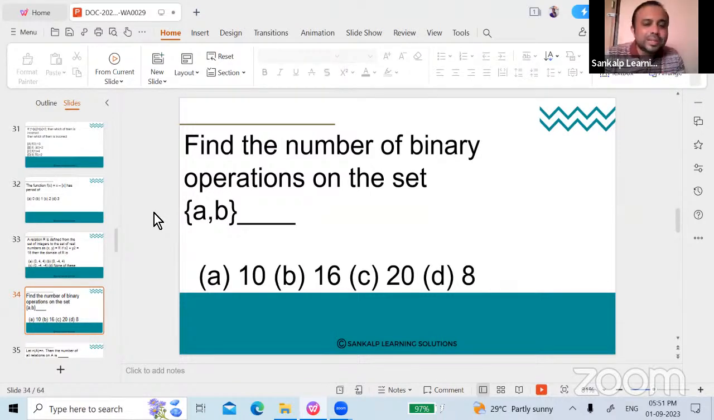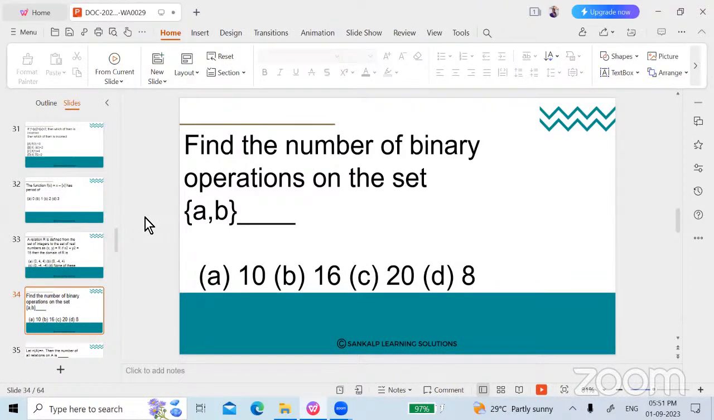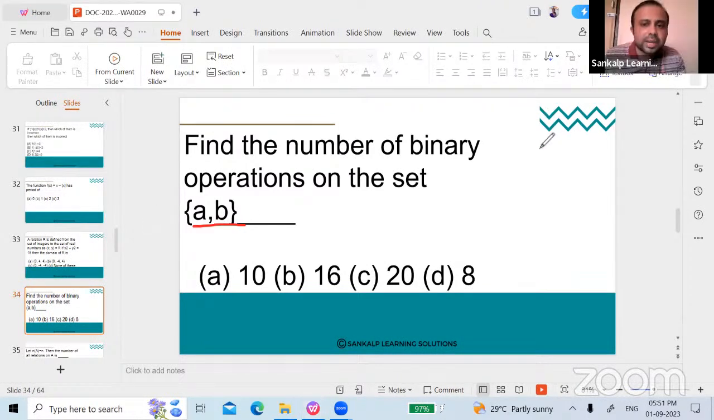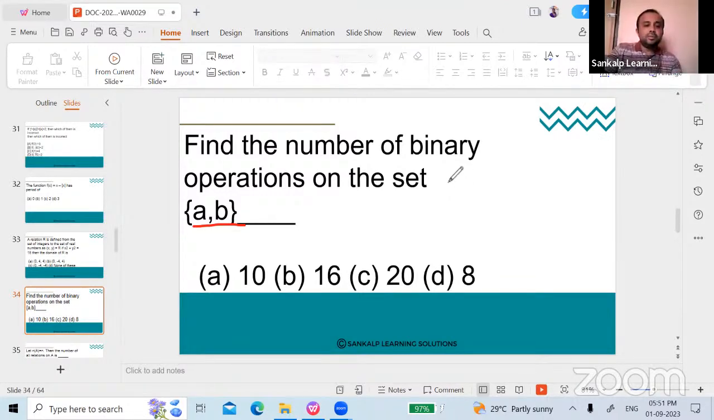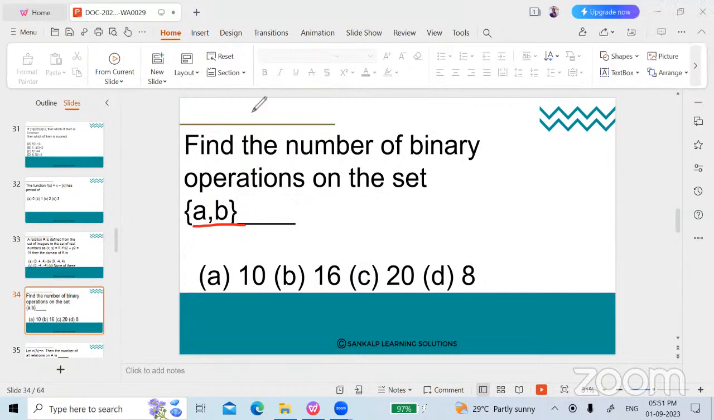0, 1 in the sense, what it is? For binary operations, how many elements are given in the set? Only 2 are there. Correct? Here, given that only 2 elements are there, for that I took the 2. Clear? If there is 3, you could take 3 cube, then 3 to the power 3 square. Clear?